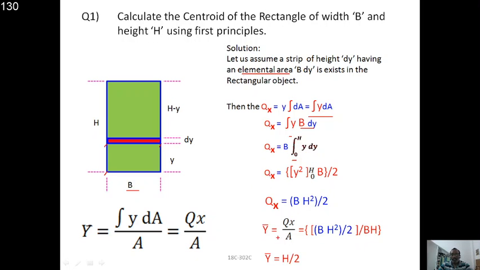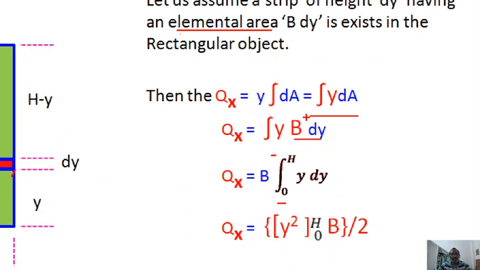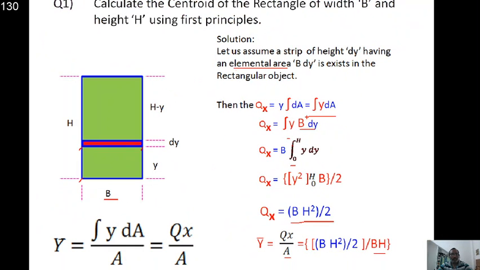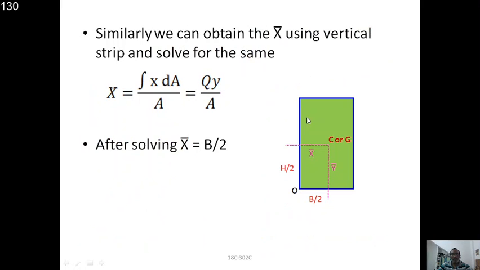After solving, the Qx value is bh squared by 2, and you also know that the area of the rectangle is bh. Then dividing, you get y bar equal to h by 2. Similarly, you can solve for the x bar. Following the same procedure, we calculate the x bar as b by 2.